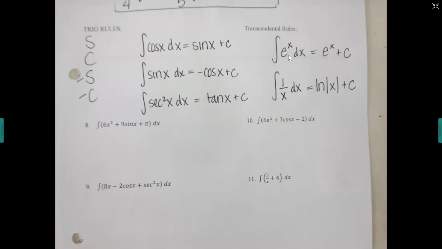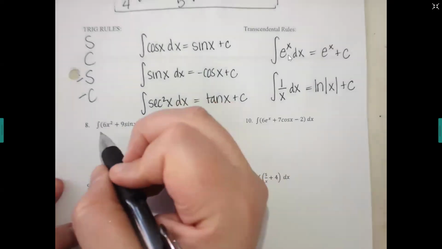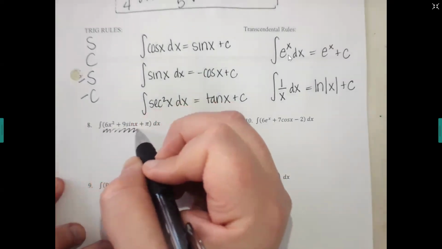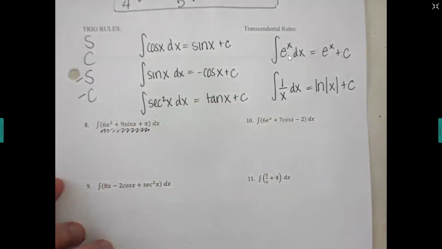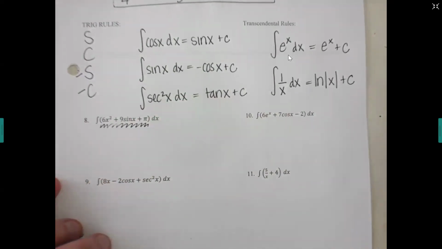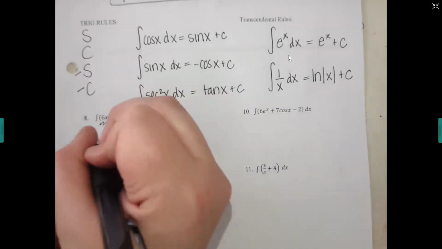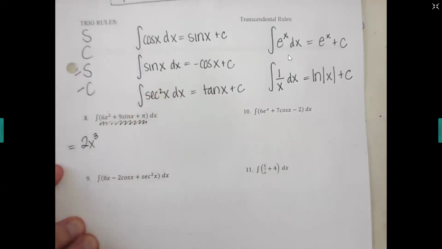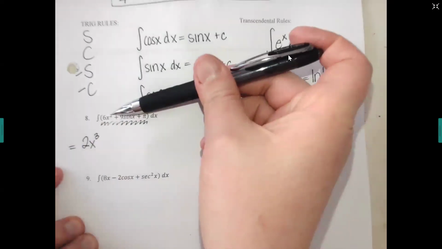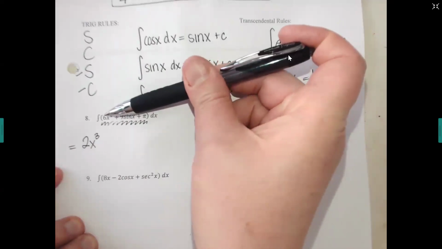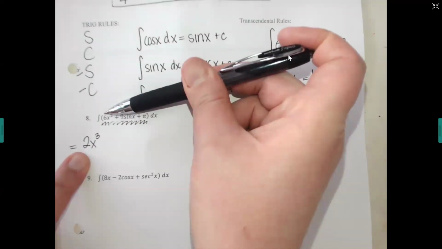Okay, take a look at number 8. 6x squared plus 9 sine x plus pi. Start with the 6x squared. What's the antiderivative of that? x cubed. And then in front, it is a 2. Make sure you divide by the new power. So when I up this to an x cubed, I'm dividing by 3 on the 6 to get the 2.